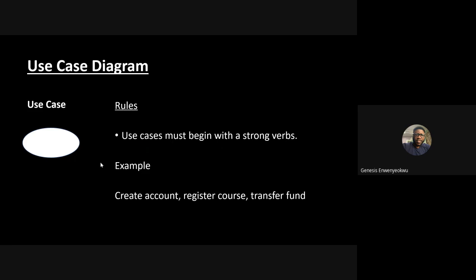You do not start your use case naming with a noun or an adjective. You start the naming with a verb. Things like create account, register course, transfer fund. You must ensure you start with a verb. Things like withdraw fund, close account. You won't say account closure or account creation or course registration or fund transfer. No, you must start your use case naming with a verb.